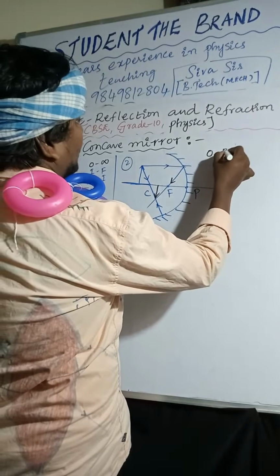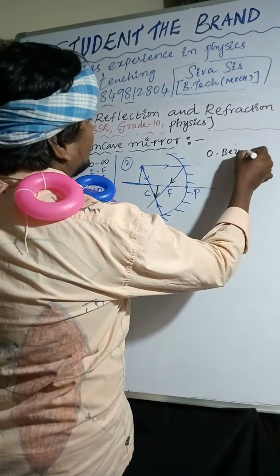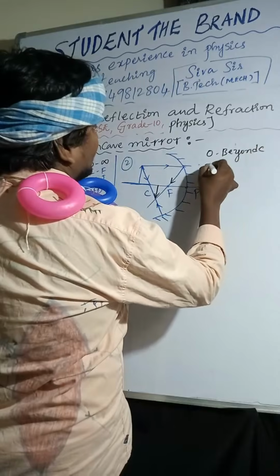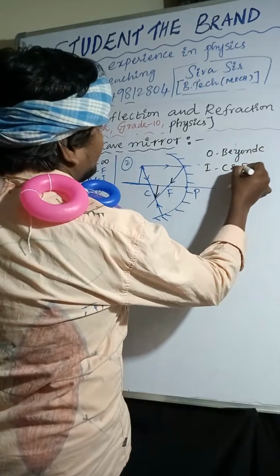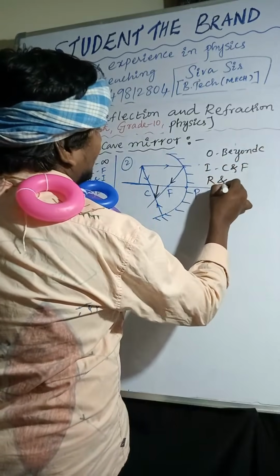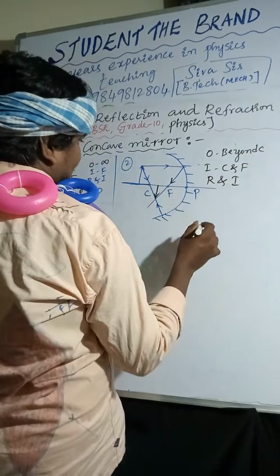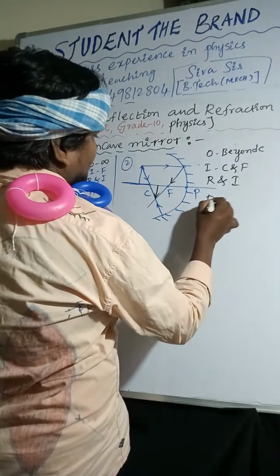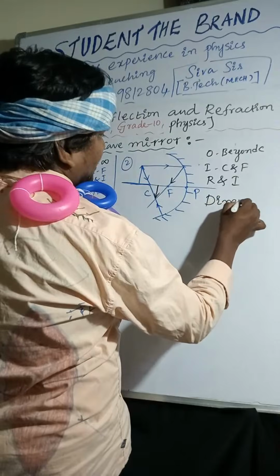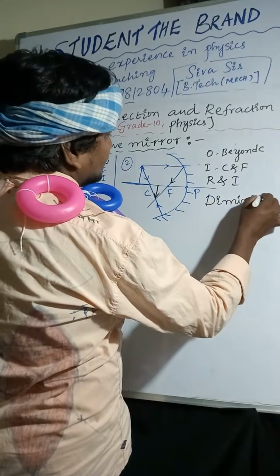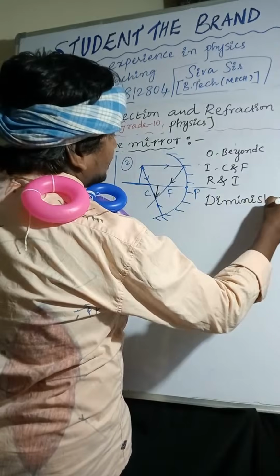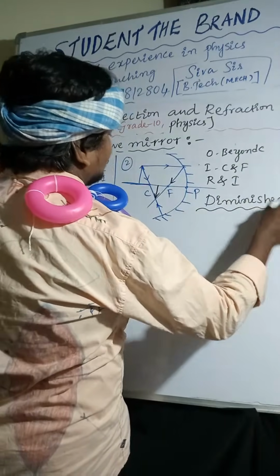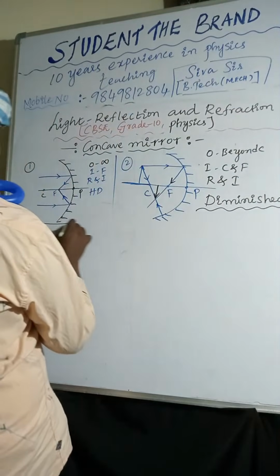Object is beyond center of curvature, beyond C, image is forming between C and F. Nature of the image is real and inverted. Size of the image is diminished. Compared to object, image size is reduced. So diminished.